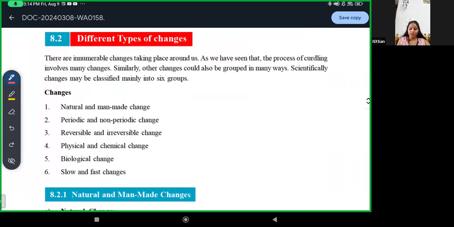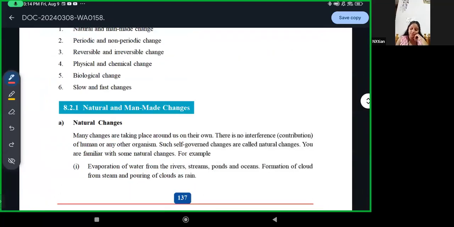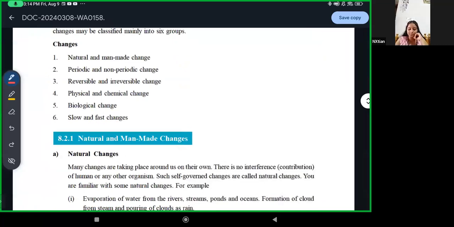Now, changes can be classified into a lot of types, such as natural and man-made changes, periodic and non-periodic changes, reversible and irreversible changes, physical and chemical changes, biological changes, and slow and fast changes. So they are classified into six groups, and we're going to talk about all of them.